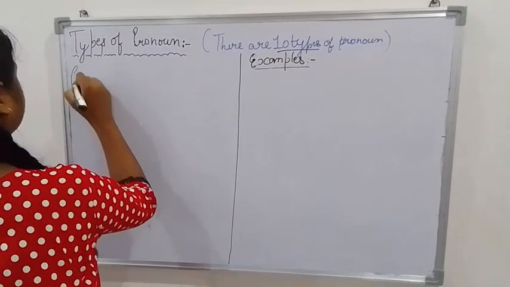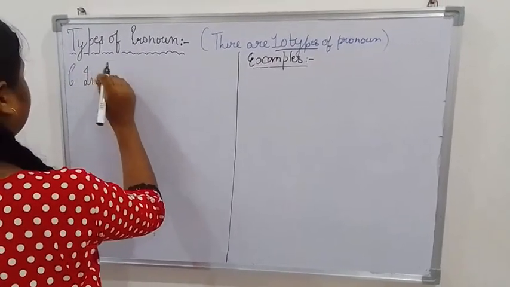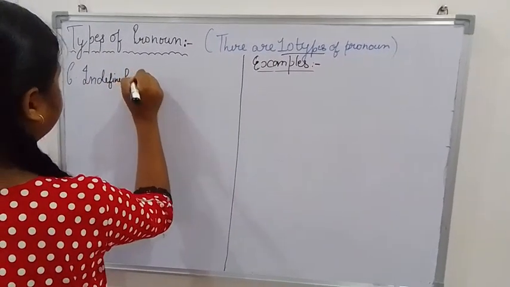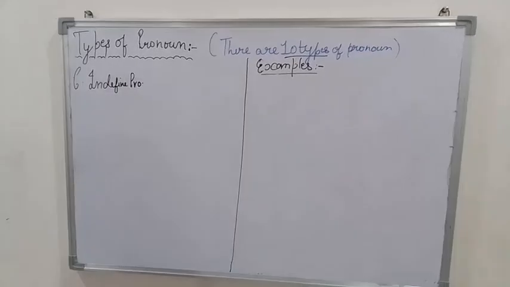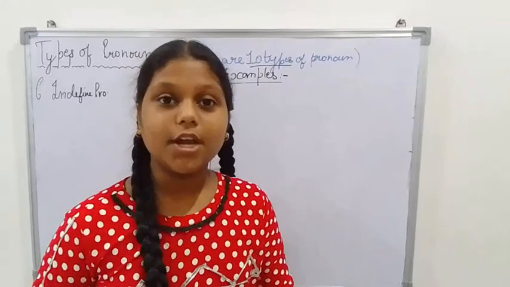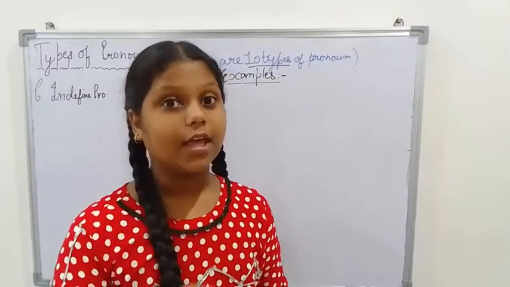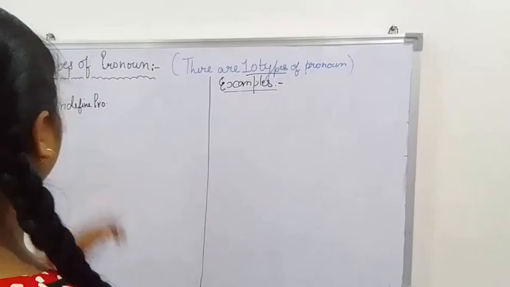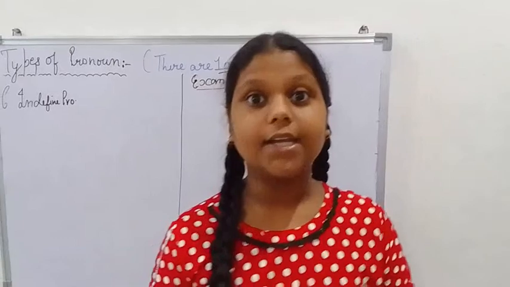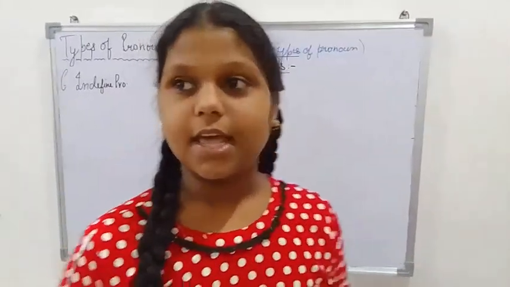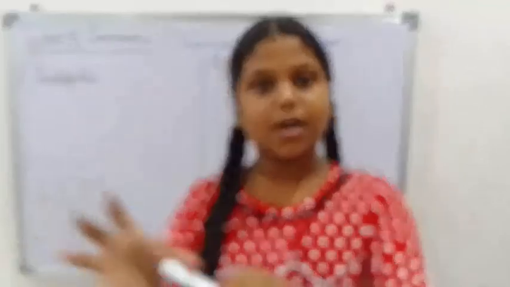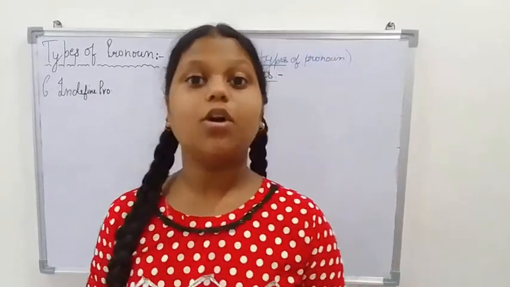Now, the sixth one is indefinite. What is indefinite pronoun? As I told you, personal pronoun refers to a person, place or thing in individual. Now, indefinite pronoun refers to a person or a thing in general. In general means in common. Like you use indefinite pronoun for a number of people, generally or commonly.